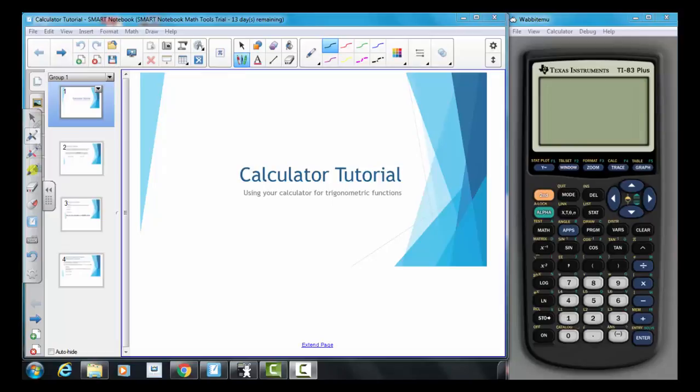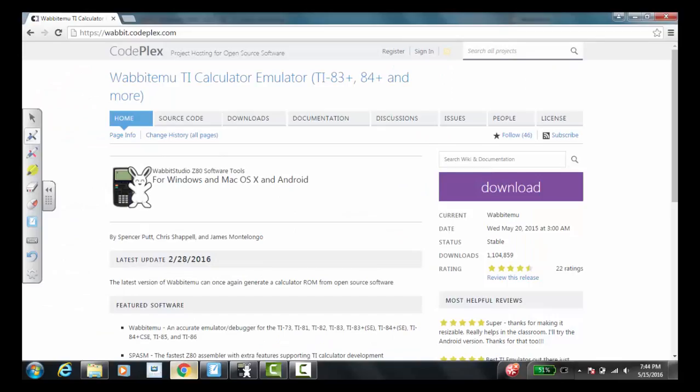In this video, we're going to do a quick calculator tutorial. I actually have downloaded on my screen right here the WabbitEmu calculator. By going to this website and clicking the download button, you can download that on your computer for free. We'll post this link on our website along with an additional link that you'll need to use to download the ROM for being able to use this calculator on your computer.